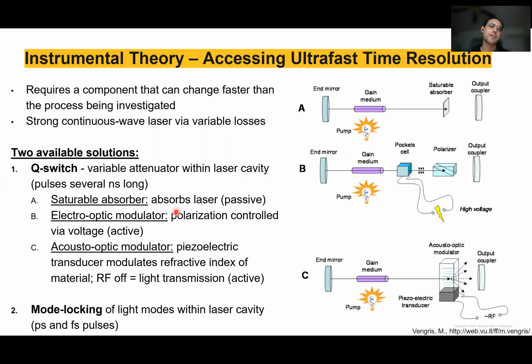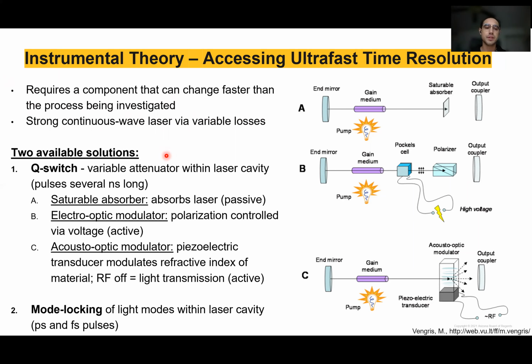So now I'm going to go a little bit into the instrumental theory, and how we're able to access ultrafast time resolution. With transient absorption spectroscopy, the instrument requires a component that can change faster than the process that's being investigated, similar to the picture of the water crashing on those rocks. In this case, we're going to need a strong continuous wave laser, and we're going to produce that via variable losses.